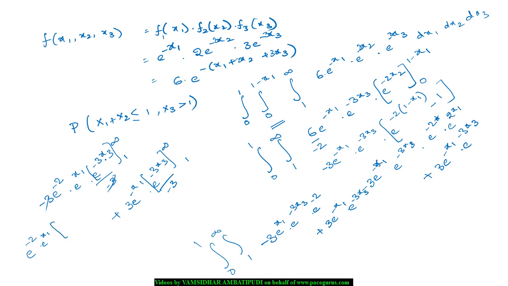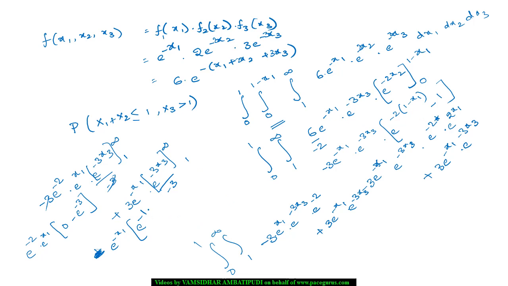This is e to the power of minus infinity, 0, minus e to the power of minus 3, plus this is minus e to the power of minus x1 e to the power of minus infinity is 0, minus e to the power of 1. So it is coming out as e to the power of minus 1. So I think in case of x2 we had a 2. Okay, let me take this.